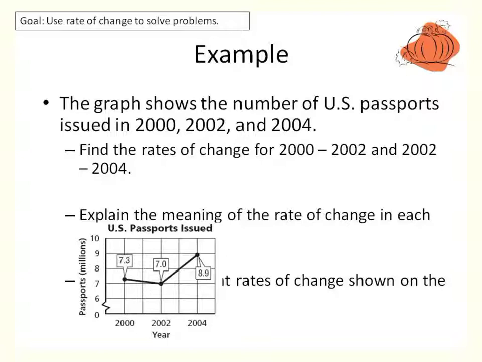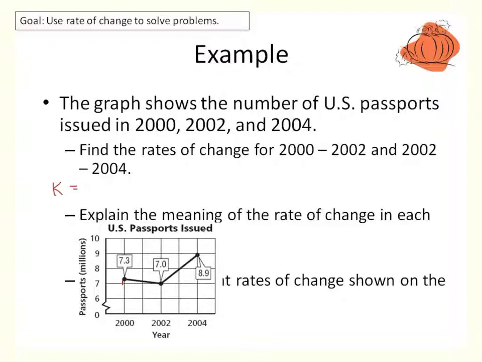Here we have a graph that is the number of U.S. passports issued from 2000, 2002, 2004. The first thing we want to do is find the rates of change for those two time intervals. I'm going to call it K. This is going to be from 2000 to 2002. And if I look at my y values, they have gone down 0.3.